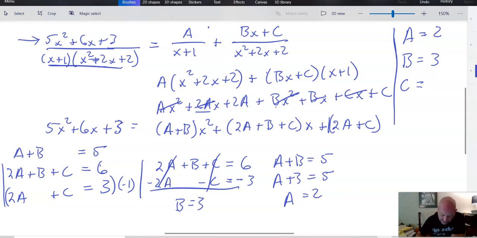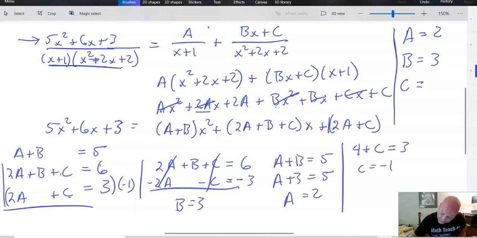All I need to do is get a hold of c, and I can use anything that has c in it to find c. I'm going to use this equation since I only have to plug in one thing. We know a is 2, so 2 times a plus c equals 3, which means that 4 plus c equals 3, so c is equal to -1. So now I have everybody.